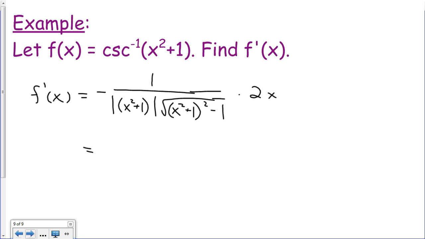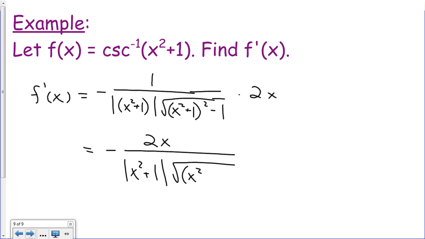So if you rewrite this, I guess you could put the negative in the numerator too if you wanted to, but I'm going to write it as a negative 2x over the absolute value of x squared plus 1 times the square root of x squared plus 1 squared minus 1. And I'm just going to leave it just like that in that form there. There are some things you can get rid of. For example, in the denominator, x squared plus 1, that's a quantity that's always positive. So I could actually get rid of the absolute value there technically. But I'm going to leave it just like this in this form here. All right? And that right there is the end of this section for us.